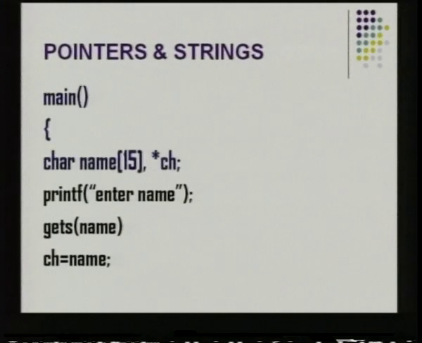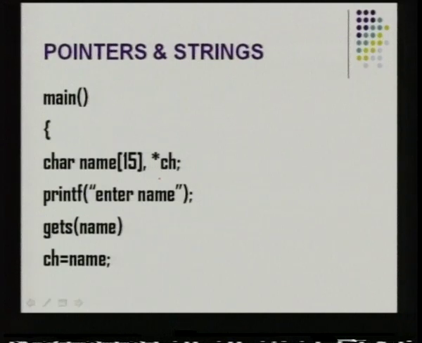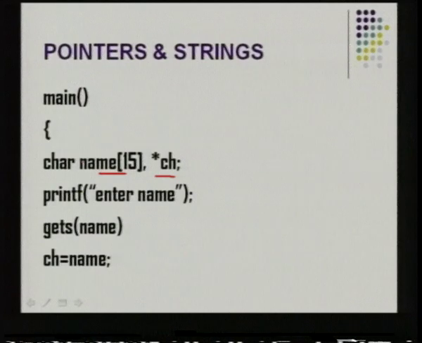So, here in this program we are beginning the program with the main function. I am having a string which is given the name NAME. So, character name of 15 characters I can store, that is the size of the array, and I have given pointer CH. So, this is nothing but the pointer variable which is of type character. So, this is a pointer variable of type character, this is a string of type character, the name of the string is name itself.